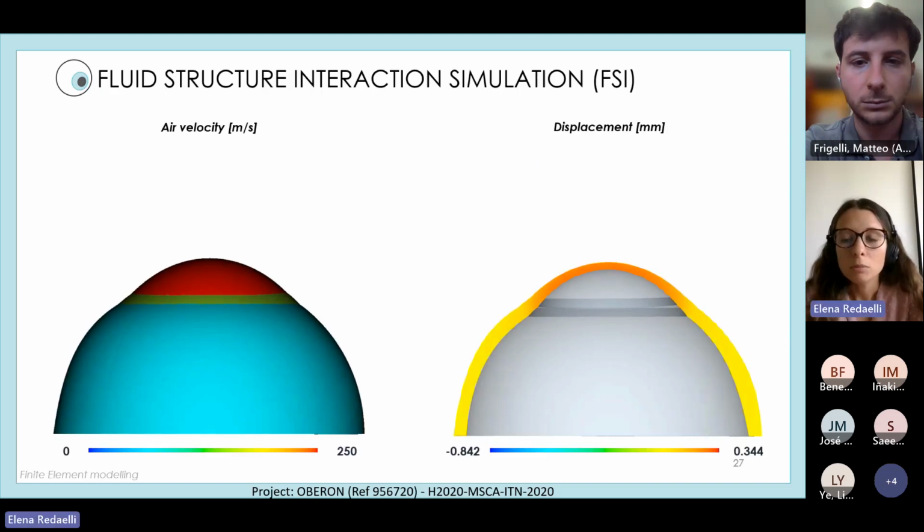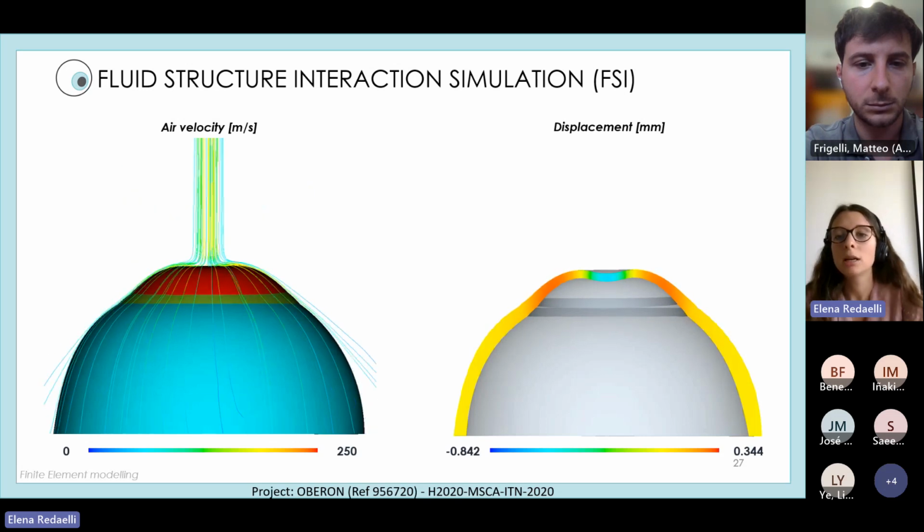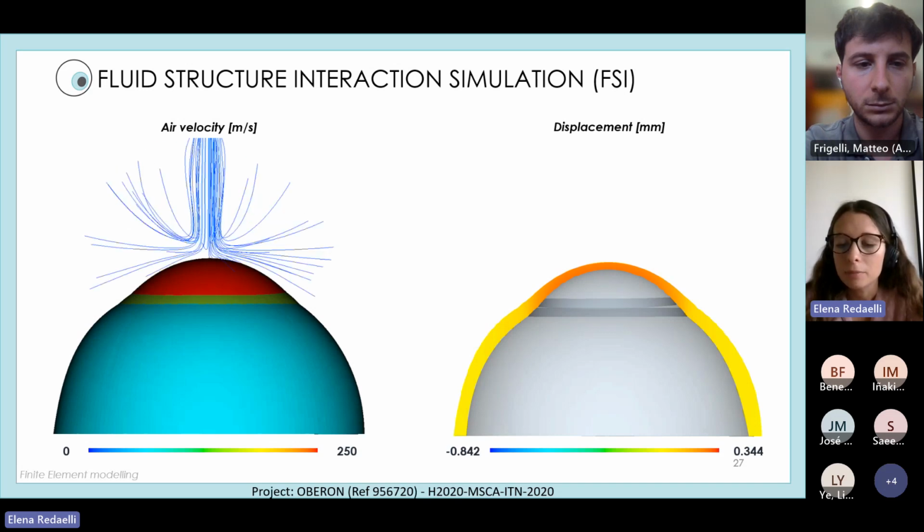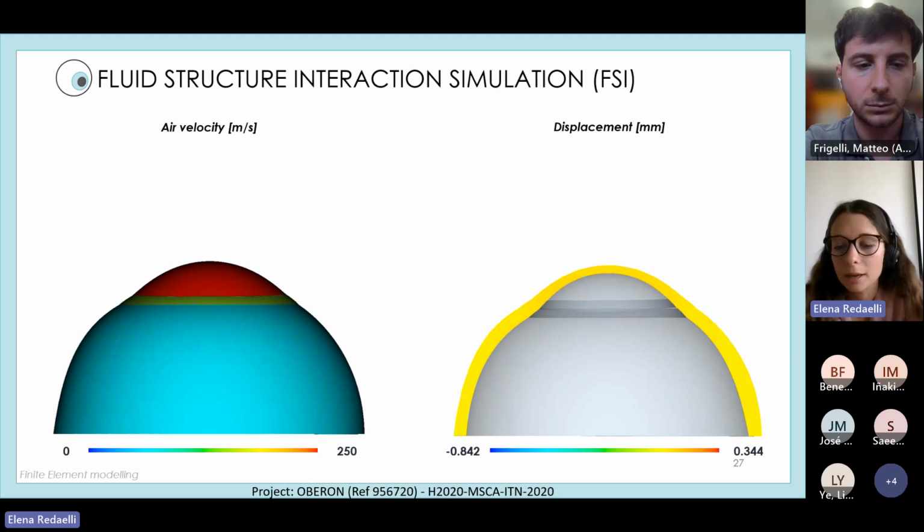Okay. So let's go to the results of the simulation. You can see the synchronization between the fluid results and the structural results. So we can have results of both parts. Okay, you can see the velocity and the displacement of the cornea during the air puff. And in this way, we don't have to impose a specific pressure over the cornea, because we are simulating the process that is happening in clinics. Okay.